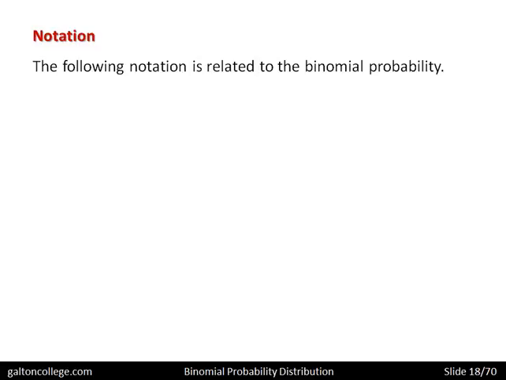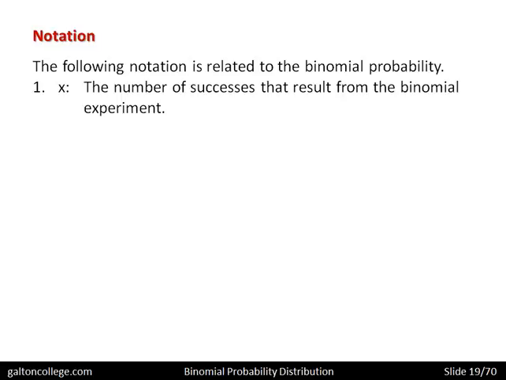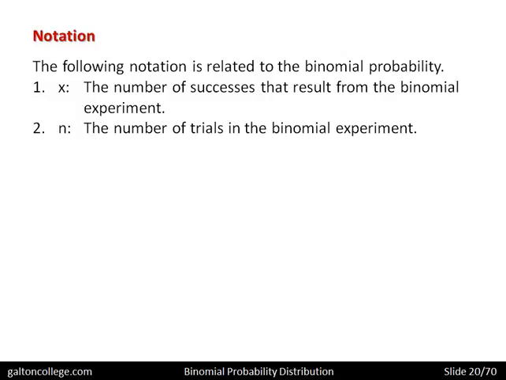Now notation, well, this may look somewhat confusing to you. Don't get too worried about it. It's important to understand what the notation is saying and what it means. So we'll just explain the notation. And this notation is related to the binomial probability. So x is the number of successes that result from the binomial experiment. So x is the number of successes. N is the number of trials in the binomial experiment. It's the number of times the experiment is performed. If we toss a coin, it's the number of times we toss the coin.